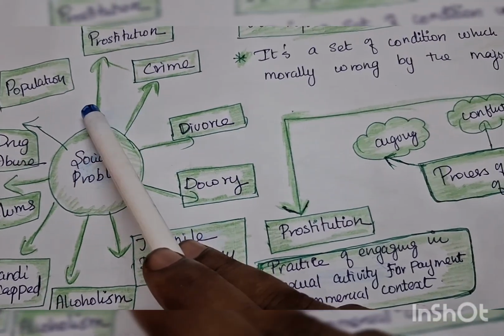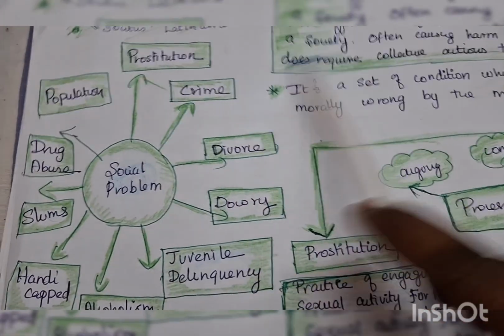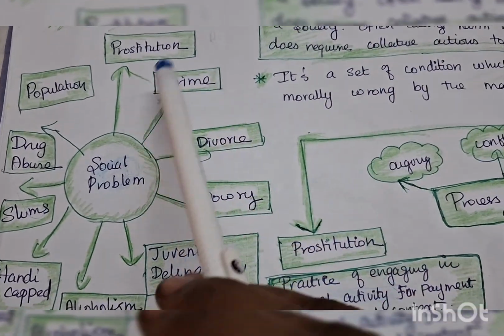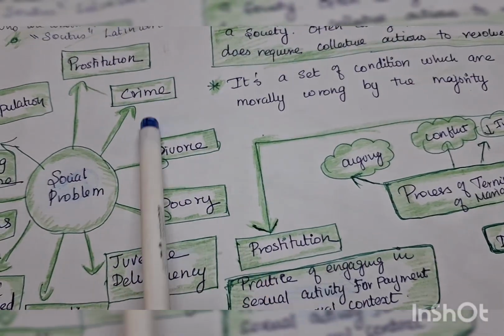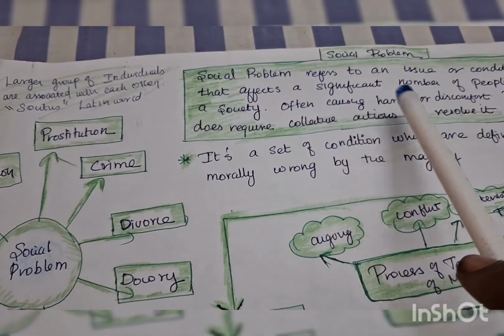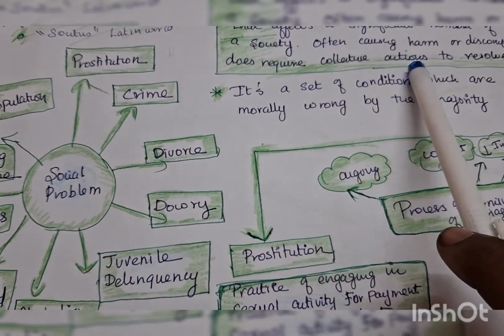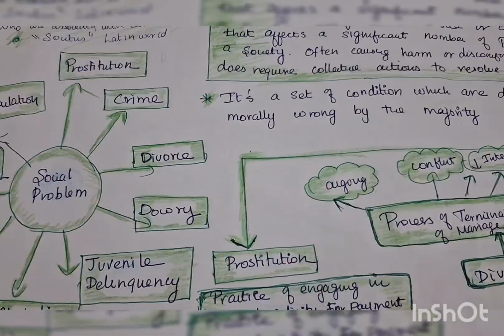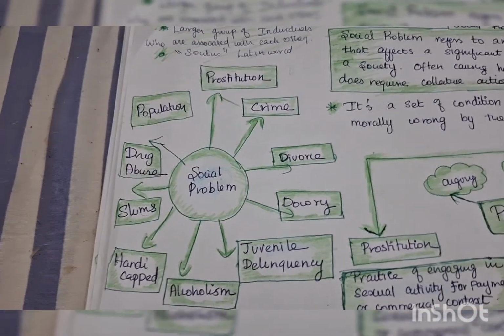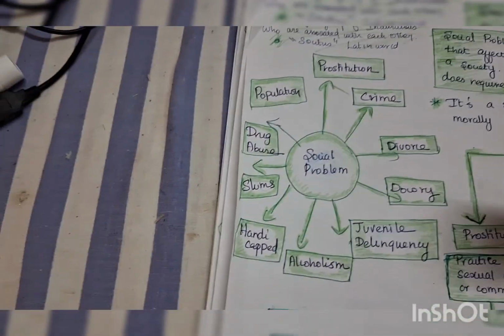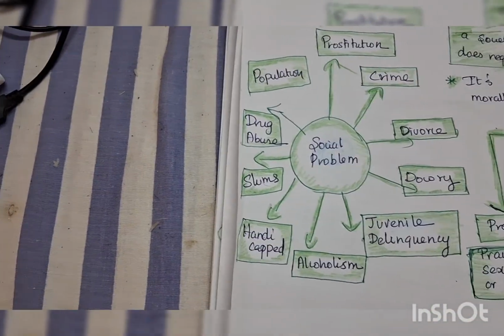Are you understanding? What is called society? The society we are taking is a larger group of individuals who are associated with each other. It's called the society, isn't it? The word society came from the Latin word. The society which is having the problem is called the social problem. Okay. First, we will see the social problem of prostitution.